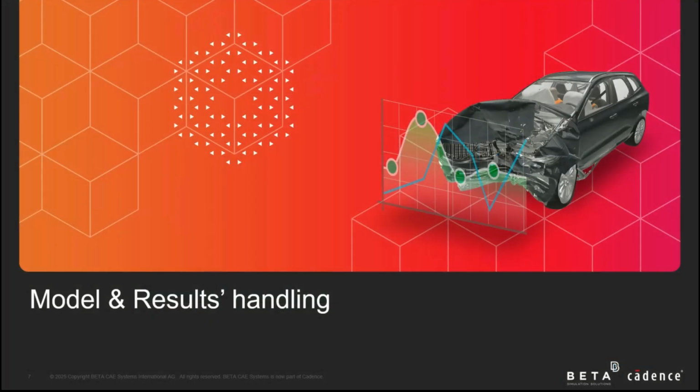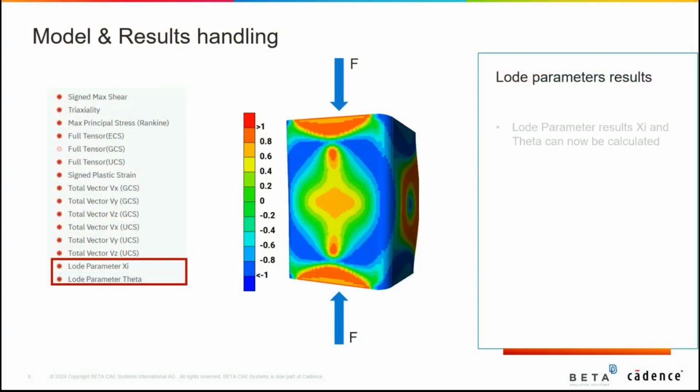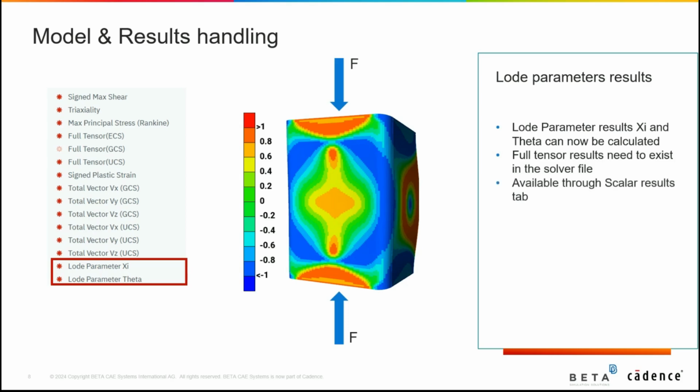Regarding model and results handling. Load parameter results, Xi and Theta, are now calculated for LS-DYNA. The only requirement is that full tensor results must exist in the solver file for these calculations to be performed. In addition to that, these new results are indicated with a red asterisk in the Read Results interface as they are calculated by Meta.